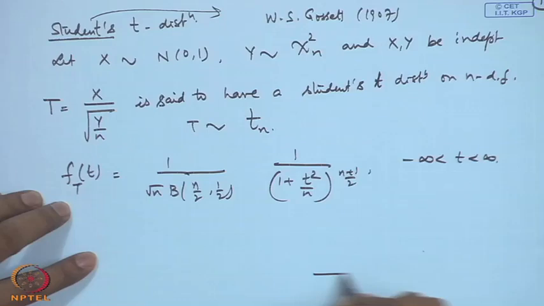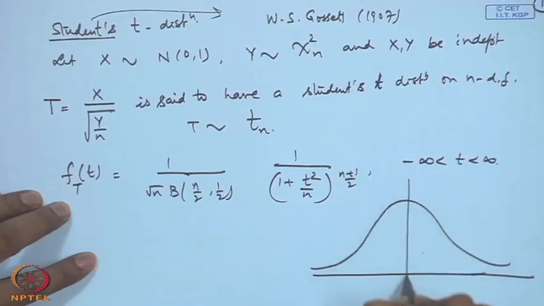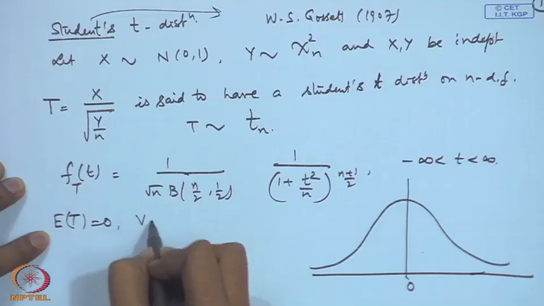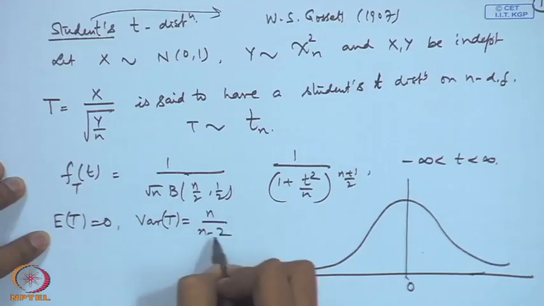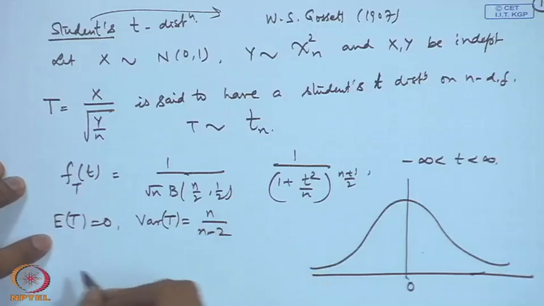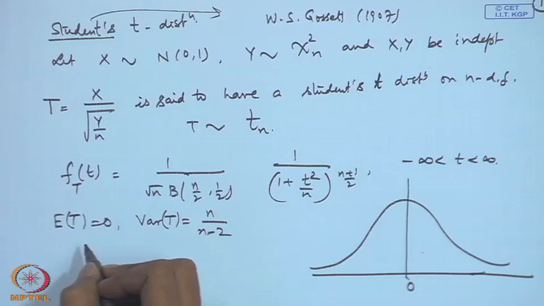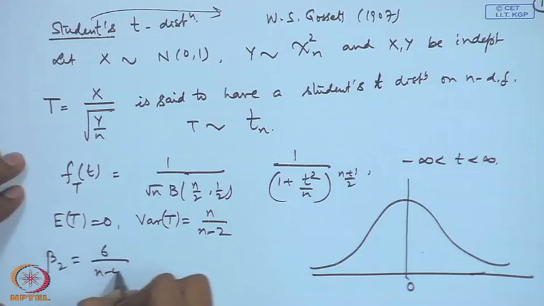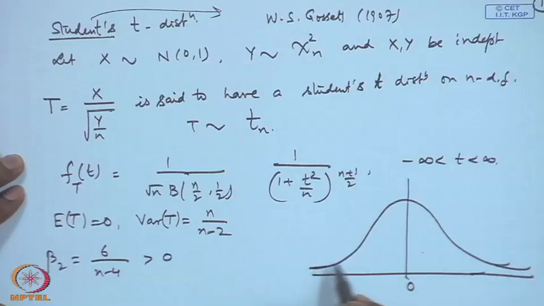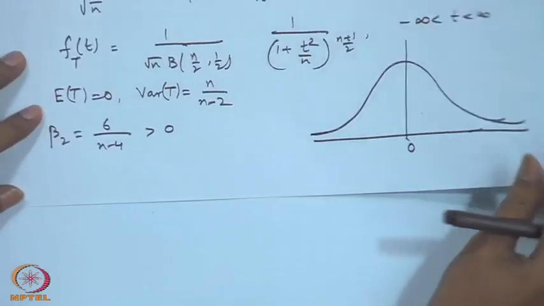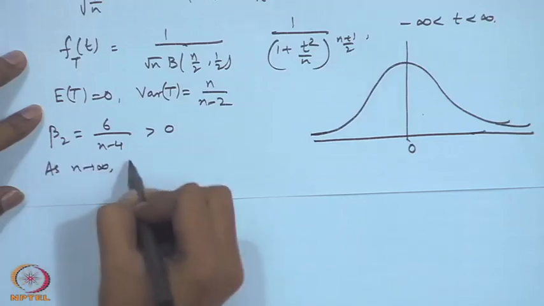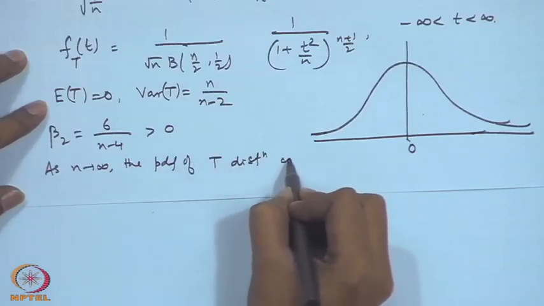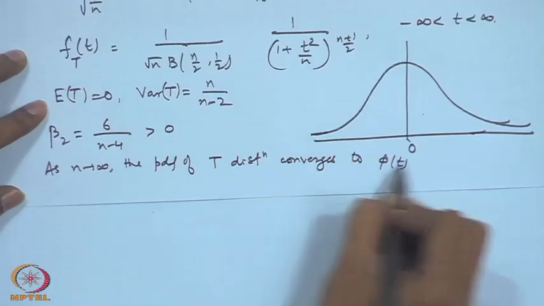As you can see, this is also a symmetric distribution around 0, and it has some important properties. For example, the expectation will be 0, the variance of t is n by n minus 2. Of course, you can see that this will converge to 1 as n tends to infinity. And if we look at mu 4 and say beta 2 here, beta 2 for this distribution is equal to 6 by n minus 4, which is positive. This distribution closely resembles a normal distribution, and in fact, you can prove as n tends to infinity, the PDF of t distribution converges to phi t, that is the standard normal.